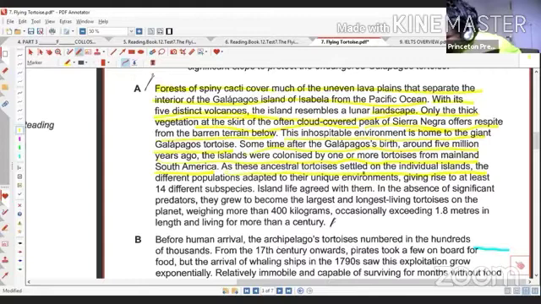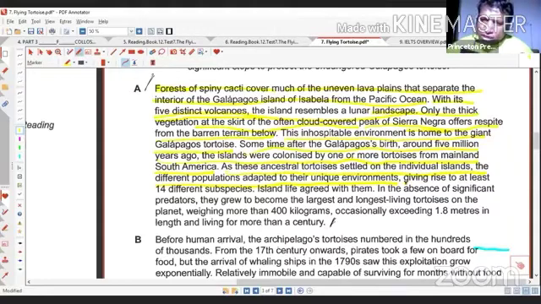One or more tortoises from mainland South America. So they are coming to the islands. The different populations adapted to their unique environments. If there were 5 islands, all the tortoises settle in different islands. Then what? Each of the islands could be a little bit different.